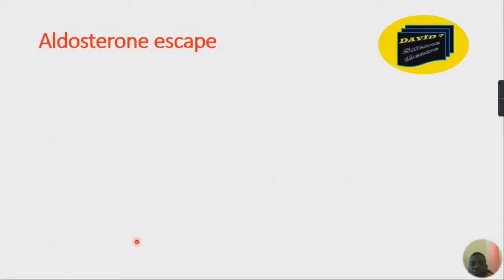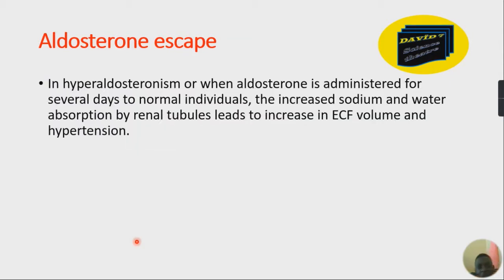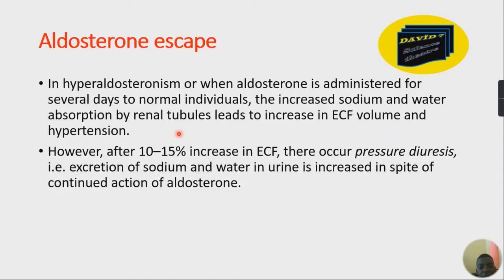Okay, so let's continue. There's a terminology called aldosterone escape, and I want us to talk about it. When there is hyperaldosteronism, or when you administer aldosterone for several days to normal individuals, the increased sodium and water absorption by renal tubules will increase volume of extracellular fluid, and hypertension will occur. However, after a 10 to 15% increase in ECF, there occurs pressure diuresis, that is, excretion of sodium and water in urine is increased in spite of continued action of aldosterone.